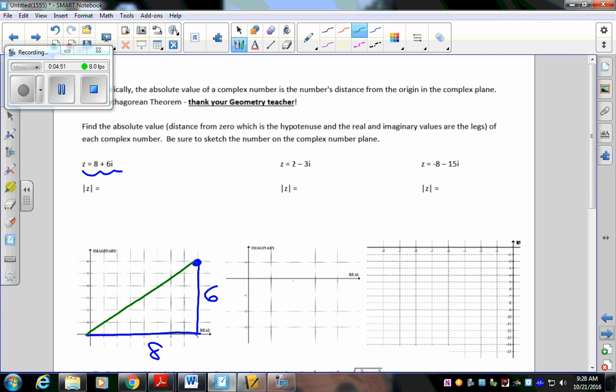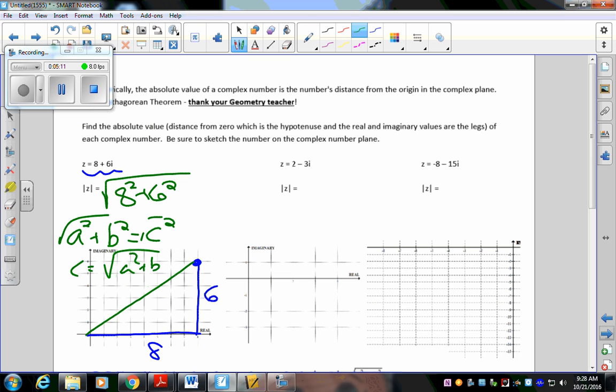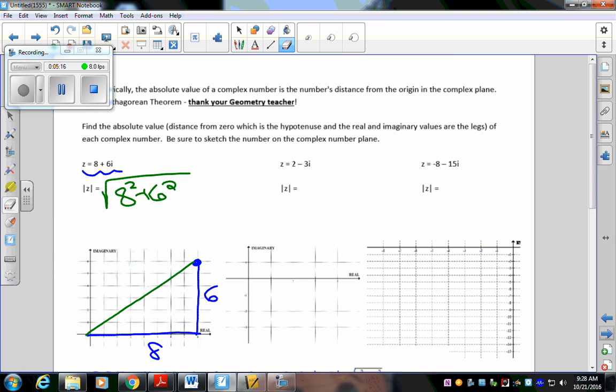So I'm going to use my Pythagorean theorem. And we know that it's going to be the square root of 8 squared plus 6 squared. Because remember, your Pythagorean theorem is really this, this is the formula. And to solve for c, we end up square rooting both sides. So that's why I just kind of jumped right to the square root. It's the square root of a squared plus b squared. So when I do the math, 8 squared plus 6 squared gives me the square root of 100, which is 10. So the absolute value of that complex number is 10. It's the distance from the origin on my complex plane.